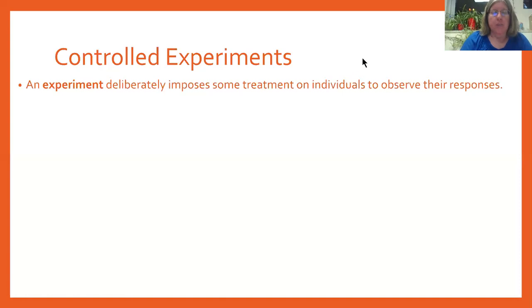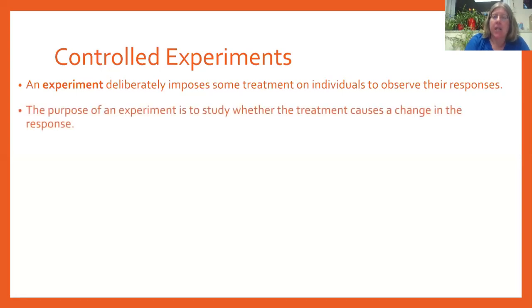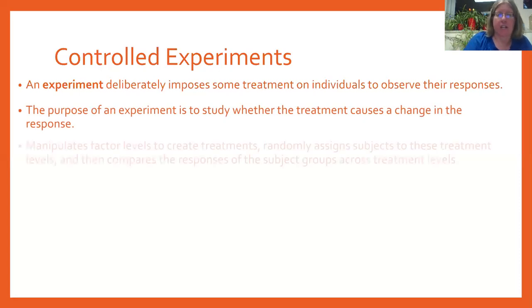Okay, so controlled experiments. An experiment deliberately imposes some treatment on individuals in order to observe their responses. So what we're interested in doing is maybe giving someone an experimental medication. Maybe we're interested in seeing the effects of stretching for 20 minutes a day. And then what we're going to do is see if that makes a change in our response variable. Okay, so the variable that we're interested in seeing it has an effect on.